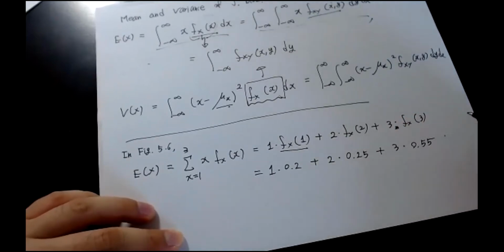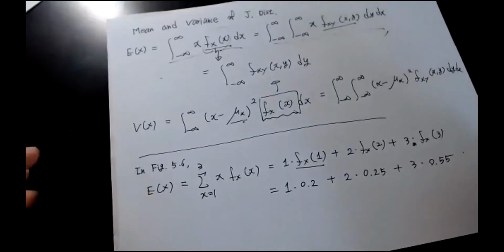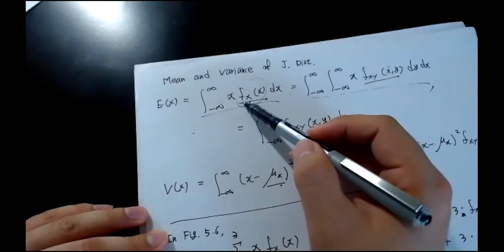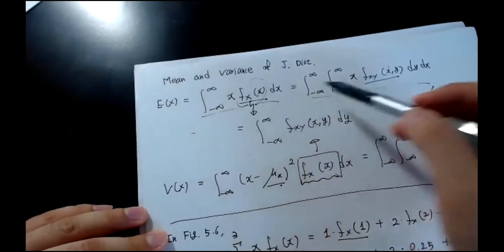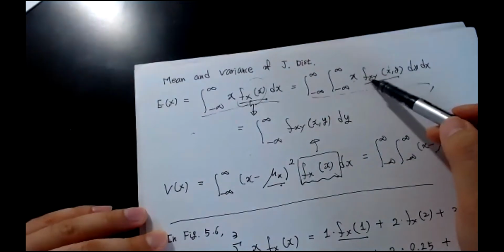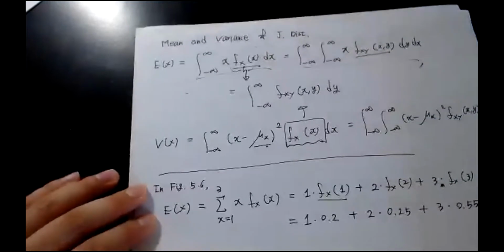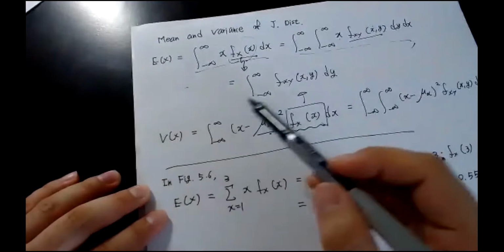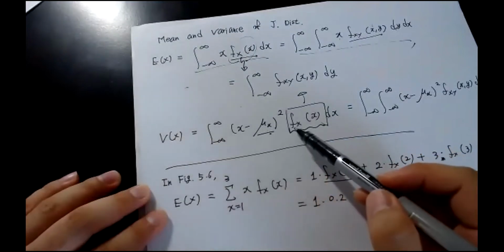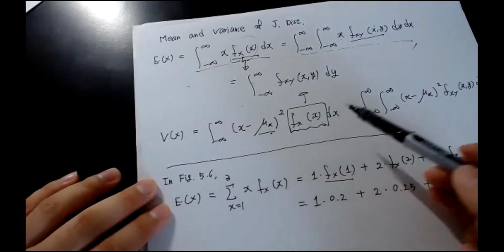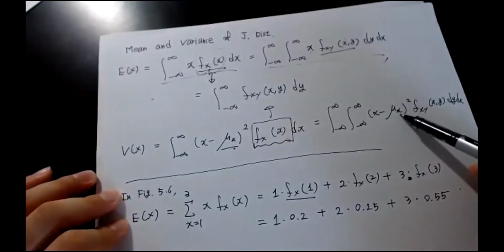But you may wonder, what is the expected value of Y? Then you change the letter. The expected value of Y is going to be y times the marginal PDF of y, which is equal to y times the joint PDF, dx dy. Also, the variance of Y is the integral of (y minus mu_Y) squared times the marginal PDF of y, dy, which is equal to the double integral of (y minus mu_Y) squared times the joint PDF, dx dy.